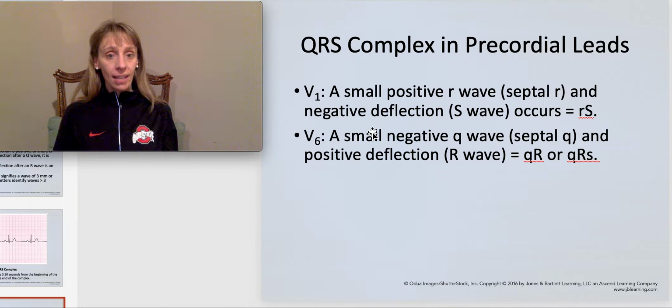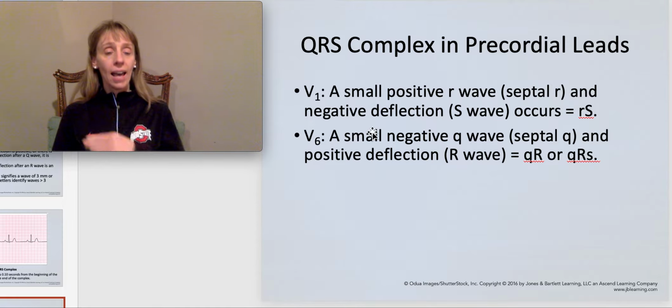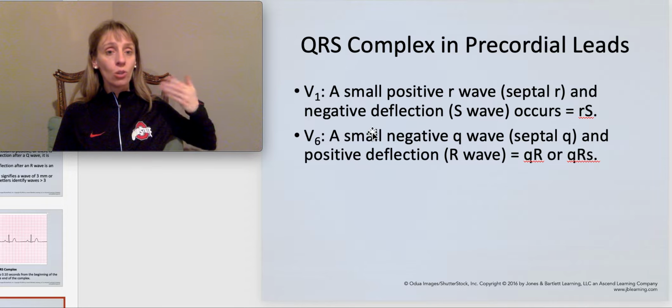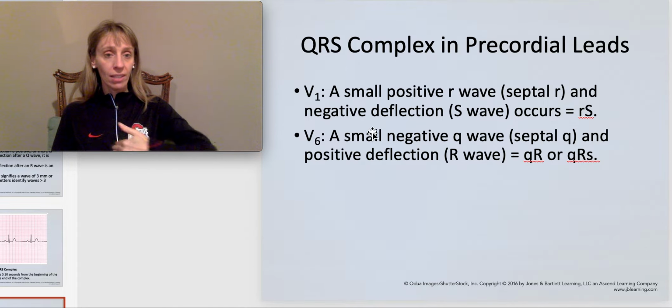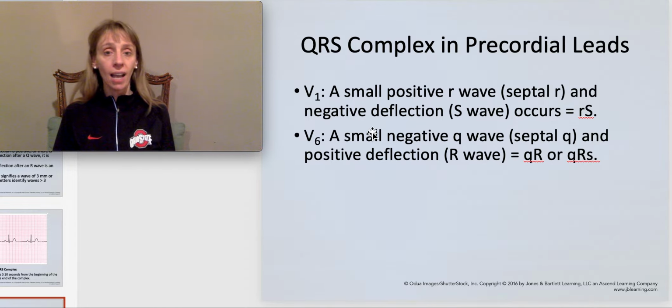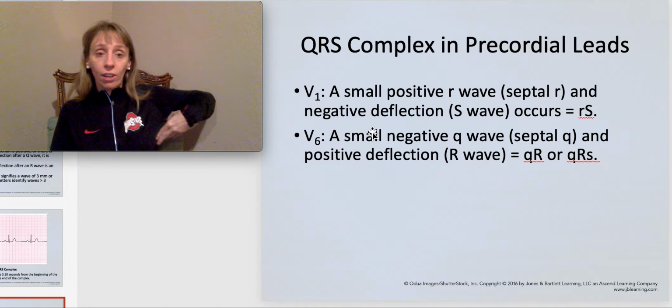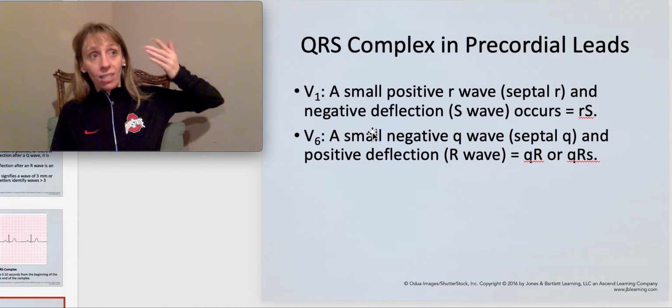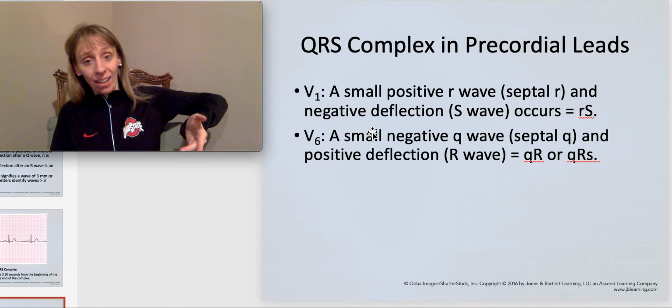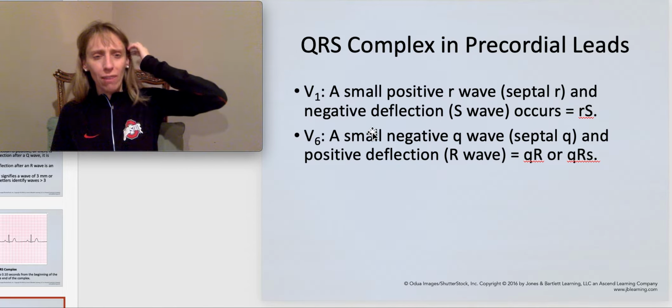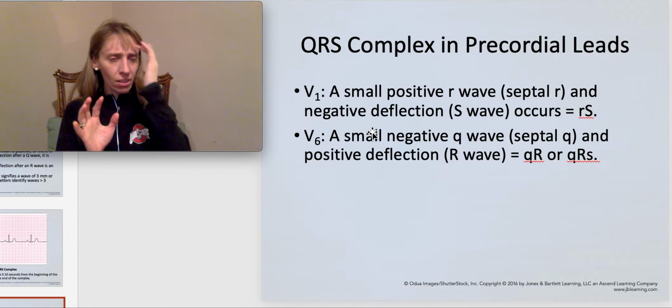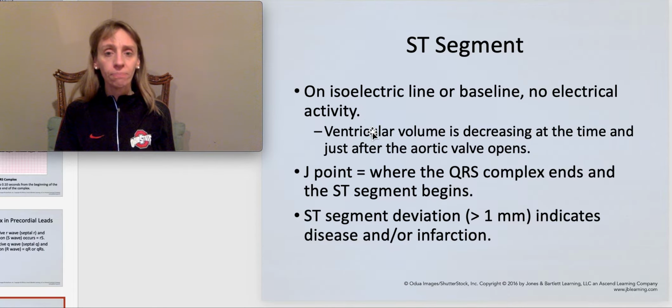In V1 through V6, a small R wave is common to be seen, and as you go through those V leads, it's going to change. So V1 on my right side to V6 over here on my left side: a small R wave, a septal R wave, and then a negative deflection. It will look like a small R and an S. Over here in V6, we often see a small negative Q wave and a positive deflection R wave. These couple of slides might be a little confusing. We can come back and revisit them.